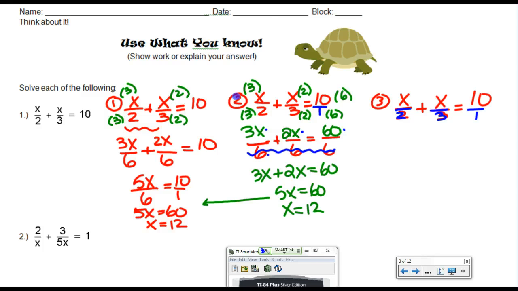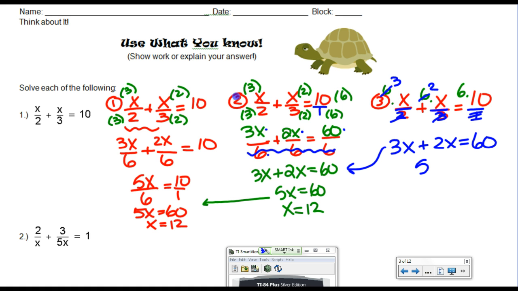So if I multiply everything by 6 to all the terms, what happens is I'm going to reduce before I multiply. So this 2 goes into that 6 3 times, and I have 3 times x, which is 3x. 3 goes into this 6 2 times, and 2 times x is 2x. And 1 was just a placeholder. 6 times 10 is 60. And now notice it's the same again as this step. So all 3 methods will get you to the same step. It's just how you get there.